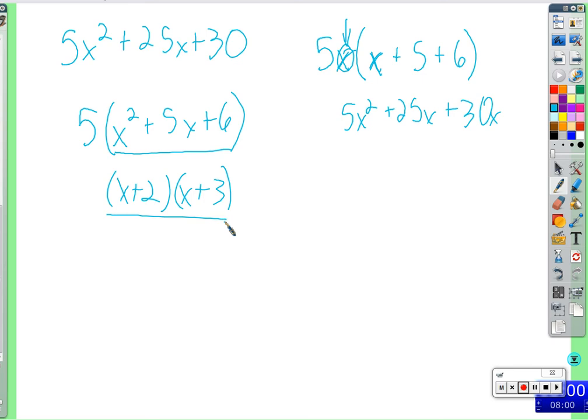when I multiply those together, what will I get? Alex, what will I get if I multiply two things together? X squared. You can work it out in your paper. We'll apply it together, see what you get.